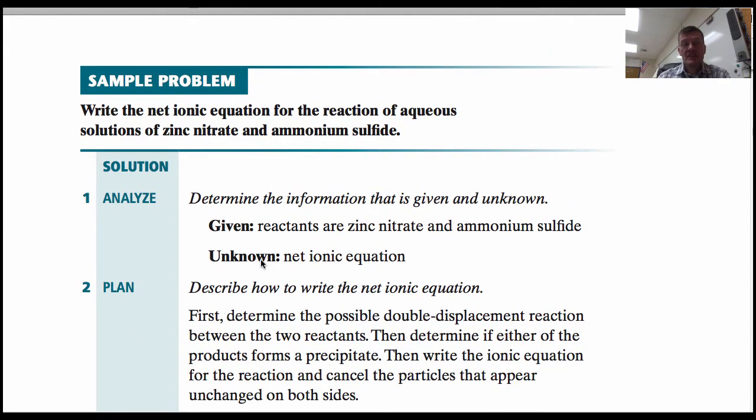This is a great example. It's going to take us through several different steps. We have to be able to write the formulas from the names. We have to balance the equation, and then we have to break it apart into its ions, and then cancel out the spectator ions to get the net ionic equation. Lots of good stuff here because we are building upon some previous information. Okay, so let's see what we have here. We want to write the reaction between zinc nitrate solution and ammonium sulfide. So we have to be able to write correctly those formulas.